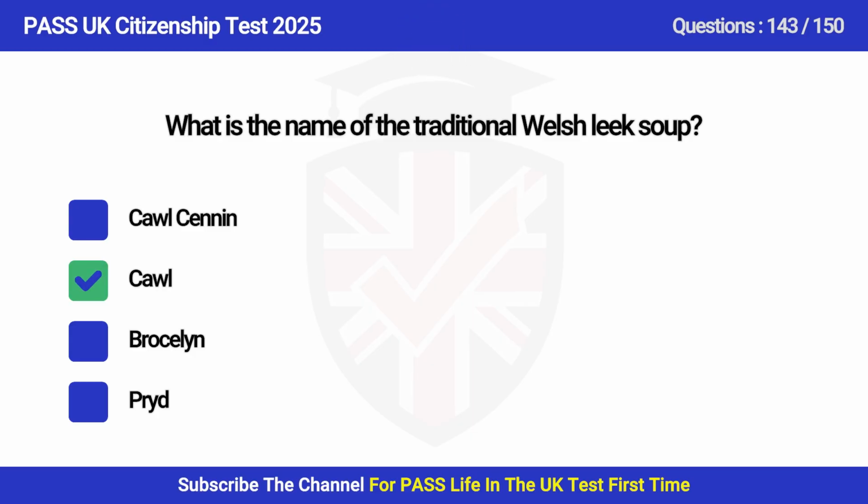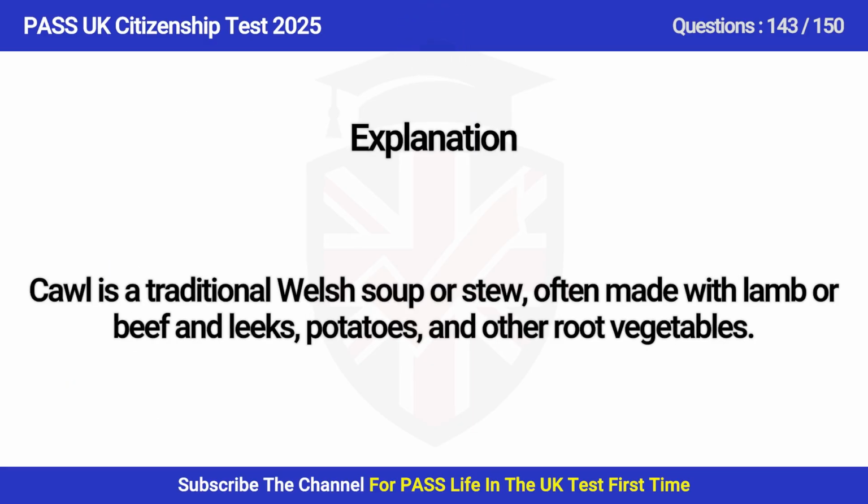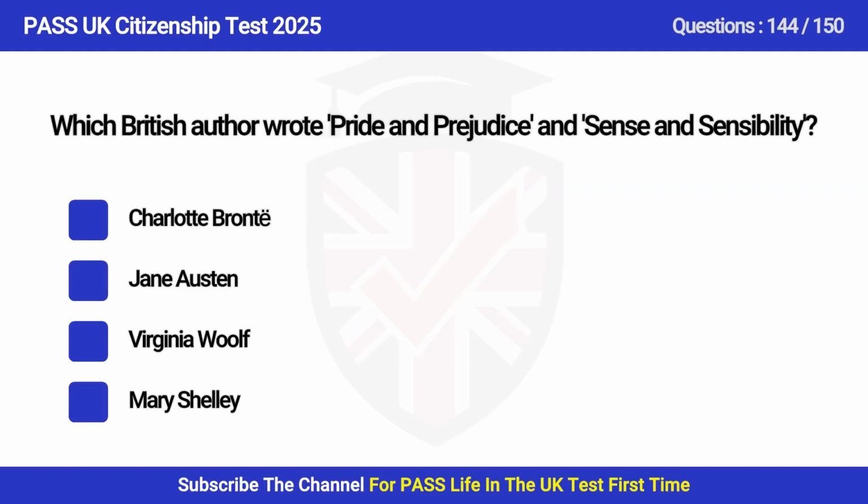Answer is B. Cawl. Cawl is a traditional Welsh soup or stew, often made with lamb or beef and leeks, potatoes and other root vegetables. Question 144. Which British author wrote Pride and Prejudice and Sense and Sensibility? A. Charlotte, B. Jane, C. Virginia Woolf, D. Mary Shelley.